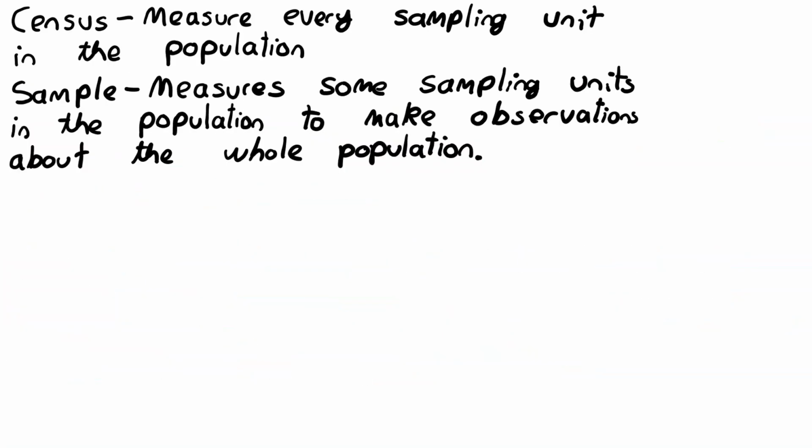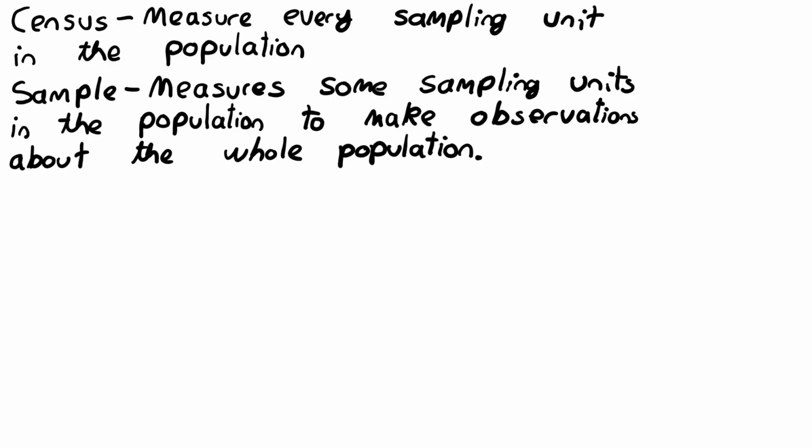Okay, so there are two types of data collection methods. The first one is a census, where we measure every single sampling unit in a population. For example, in the UK, we do something every, I think it's about 10 years, called the UK Census, in which every single person in the UK is asked a set of particular questions. This is a census because we ask every single person in the UK.